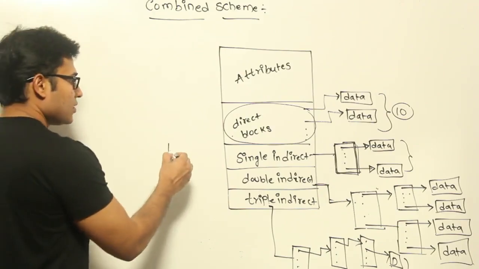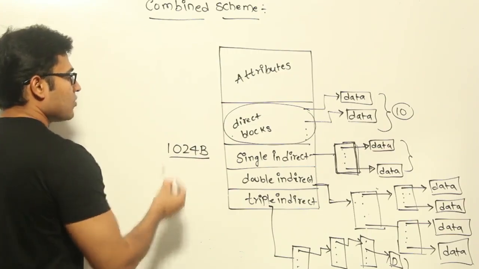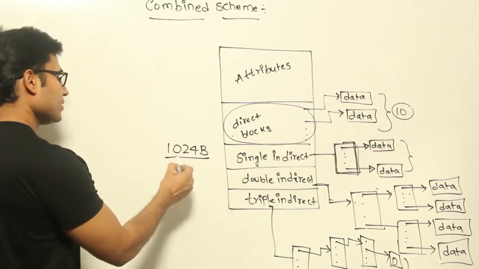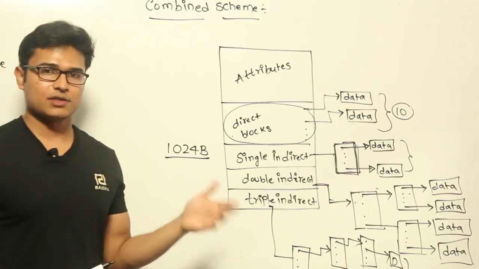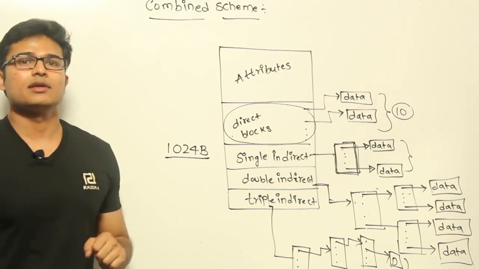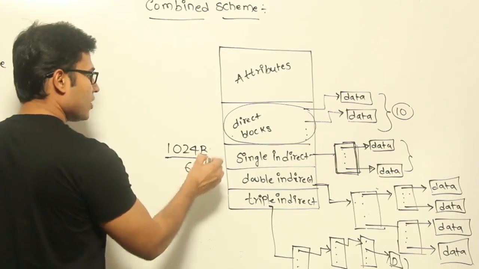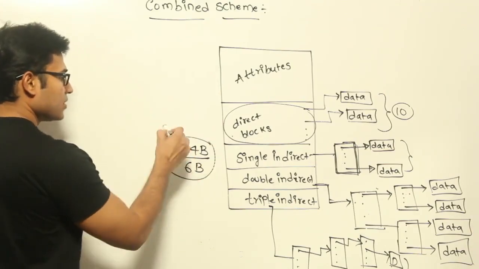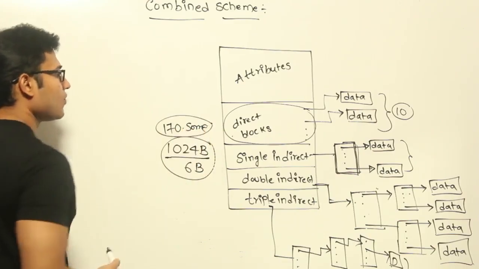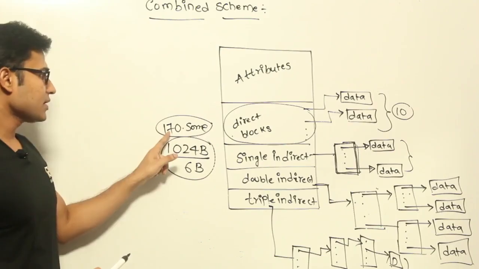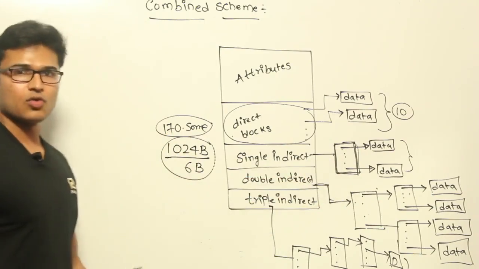It is given that the size of the block is 1 KB, which means 1024 bytes, right? And they have given that the size of each pointer is 48 bits. Even though the address required is 32 bits, they are implementing it using a 48 bit integer. That is why it is going to be 6 bytes. Now if you divide this, the entire number is going to be 170 point something, right? So what does it mean? In one block I'll be able to store 170 pointers, and no more.